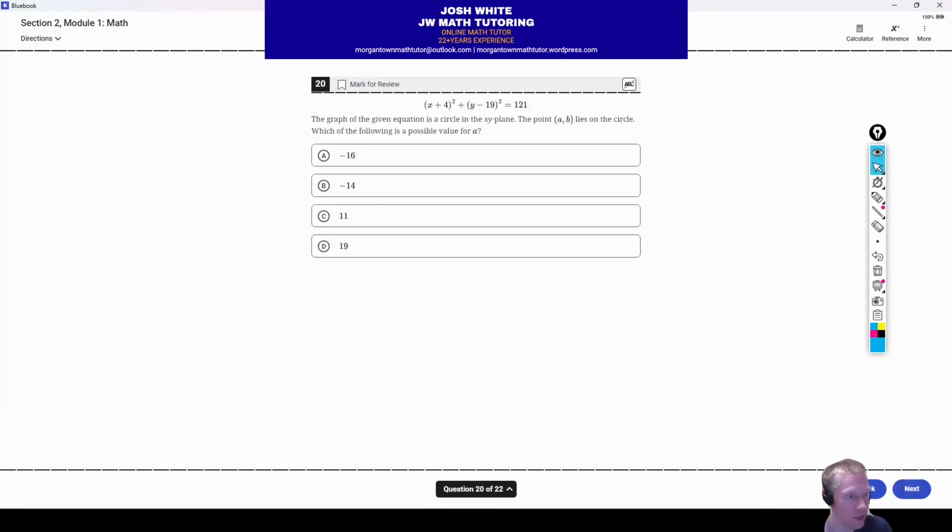Next up, we have question number 20. Here we have the graph of a circle given in standard form. And they tell us that some point lies on the circle, and they want to know which of the following is a possible value for A. So, a couple different ways you could figure this out. First of all, the center of this circle is at -4, 19.